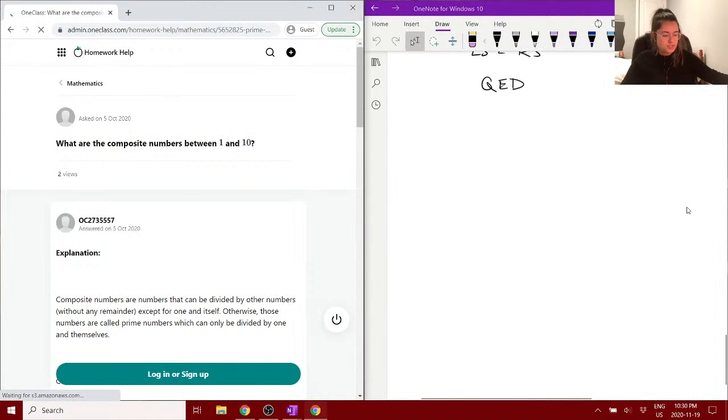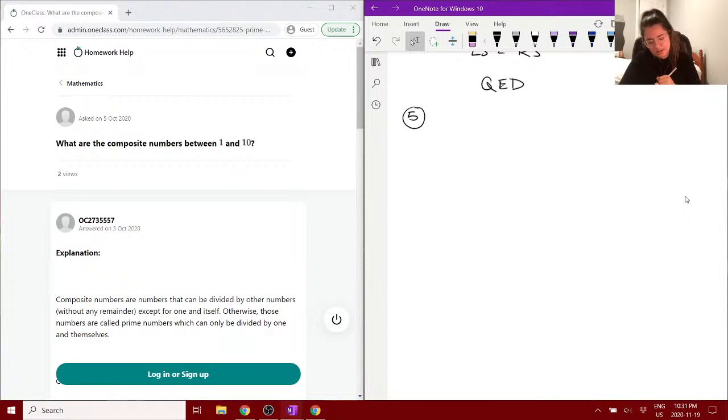All right, so question 5. This question is asking us what are the composite numbers between 1 and 10. So what we want to be able to explain, first of all, is what is a composite number?